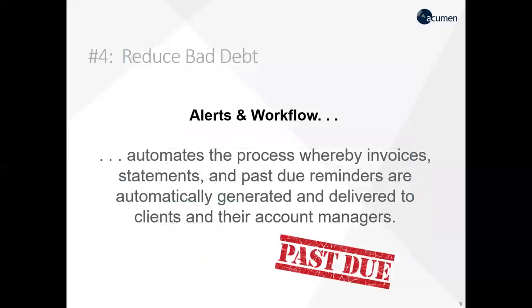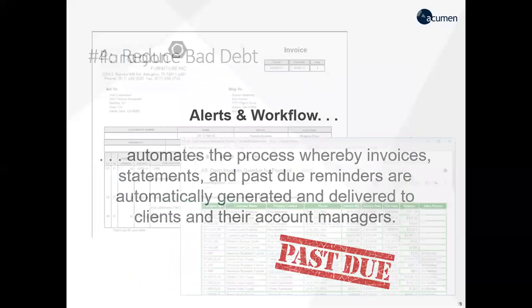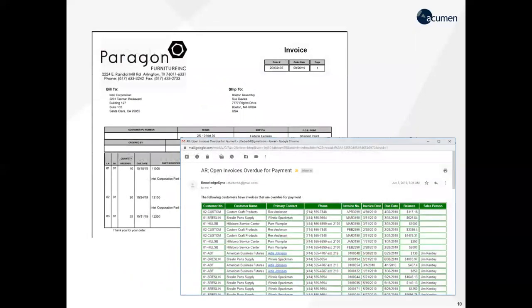Fourth use, reducing bad debt. In fact, this is the number one most common use of Sage alerts and workflow amongst all ERP clients today, including, of course, Sage 300 users. I mentioned how alerts and workflow can automatically generate and deliver forms and documents, like an invoice that we see here as an example, when an order is placed.